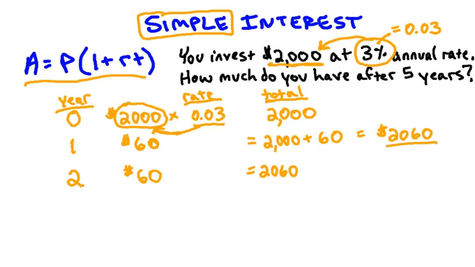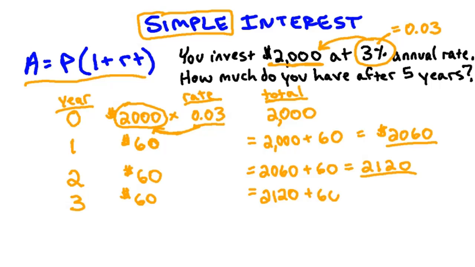So you have $2,060 in the bank plus another $60 of interest for the second year. So that's going to give you $2,120. Now at the end of year three, they're going to add another $60 to your account because 3% of 2,000 is $60. So we're going to take this $2,120 that you have now plus a new $60 that you've earned in interest. So that's going to give you $2,180.